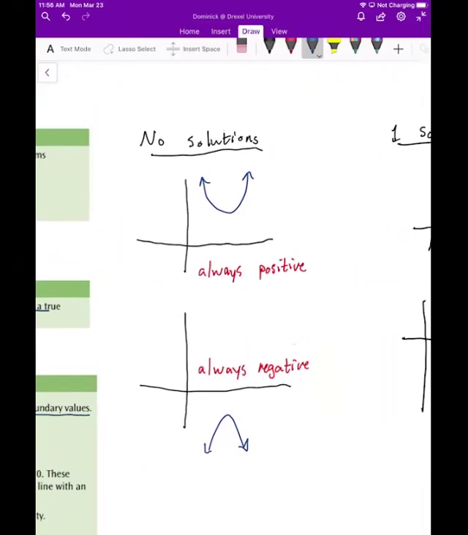we know that when there are no solutions to a quadratic function, we either have something that's always positive or something that's always negative, right? So if your a term is positive, which indicates that your graph is going to open upwards, and you can't find any x-intercepts or solutions, you're going to get a graph that never touches the x-axis. So it's either always positive, and that's the a greater than 0 case, or always negative, if your a term is less than 0. So no solutions is one possibility.